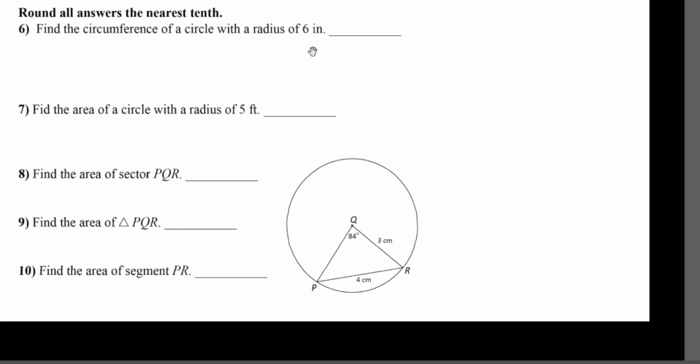All right. Let's do this. Find the circumference of a circle. More stuff we got to memorize, okay? You got to know the area of a rectangle.